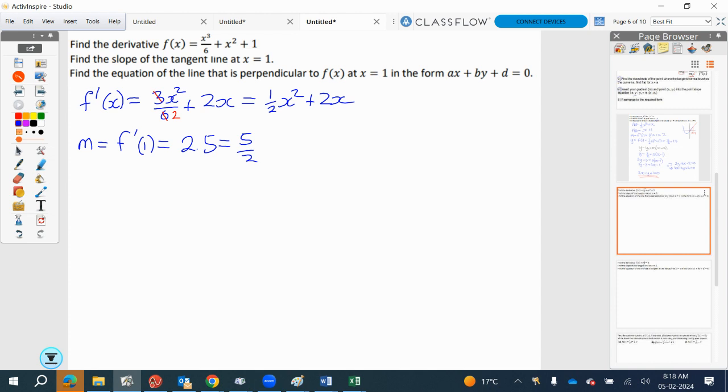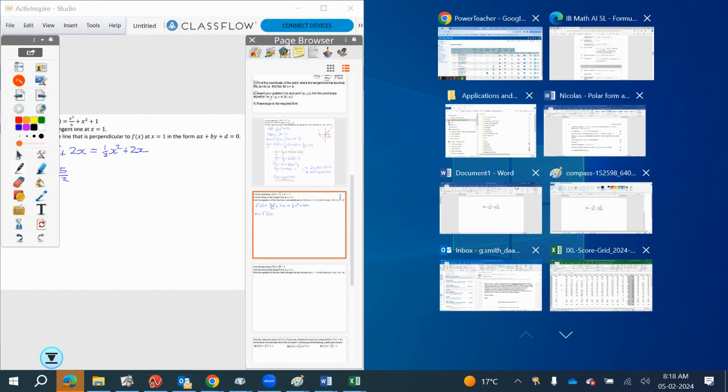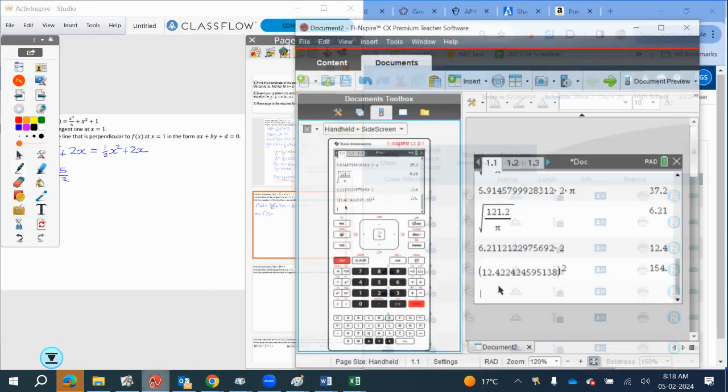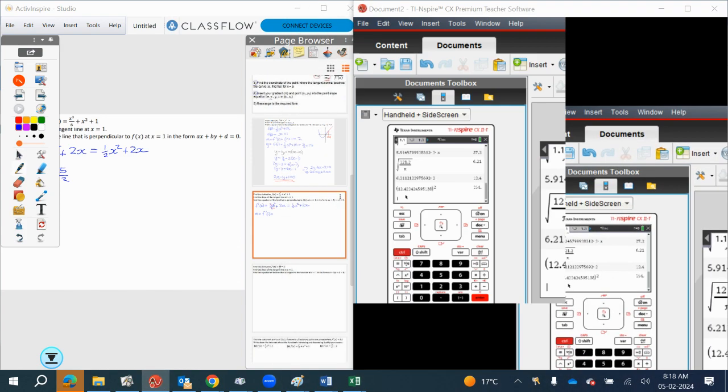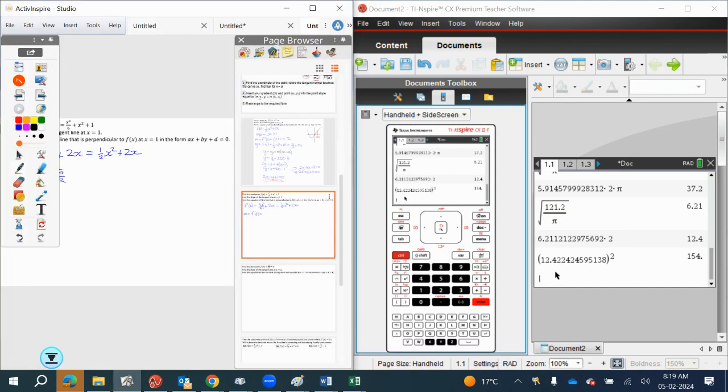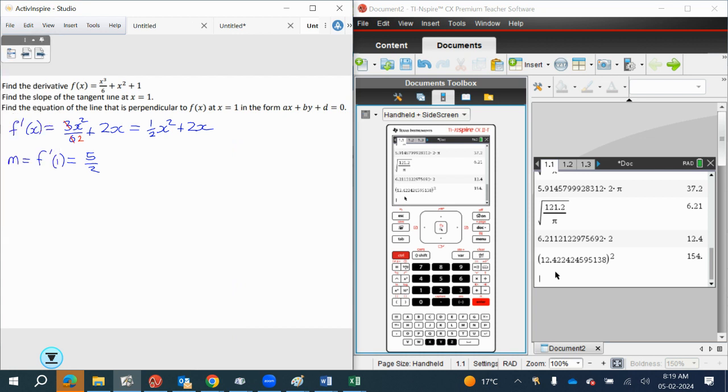So I'm saying it's 5 over 2. Often the question asks that we show the derivative, but you don't always have to use it to get this value. We can use the calculator. Get your calculator in your hand.